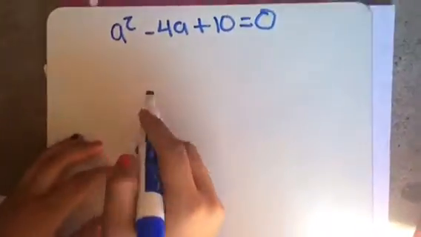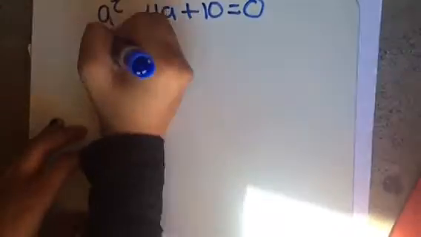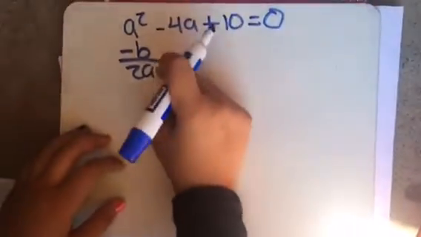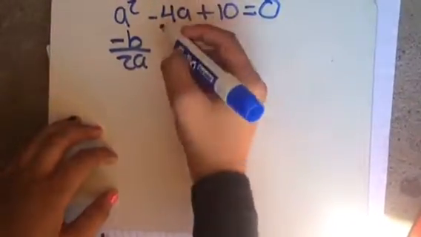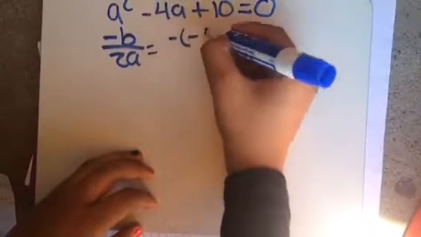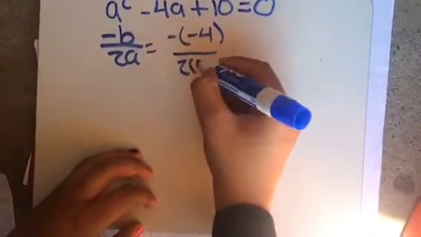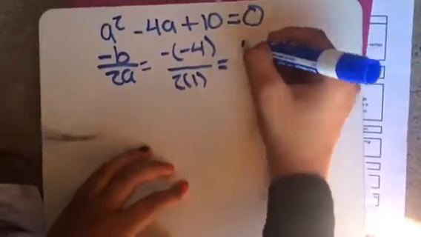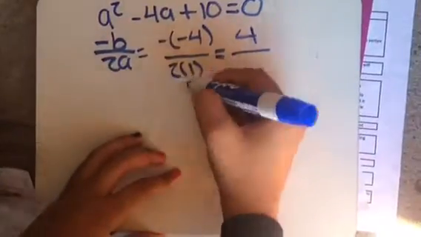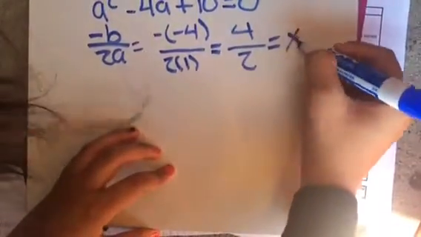First we have to find the axis of symmetry for this equation, and the formula for the axis of symmetry is negative b over 2a. You plug the numbers into the formula, so it would be negative negative 4 over 2 times 1. The double negative turns into a positive, and 2 times 1 equals 2, so your axis of symmetry equals 2.